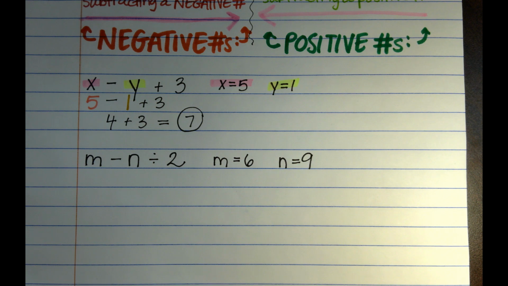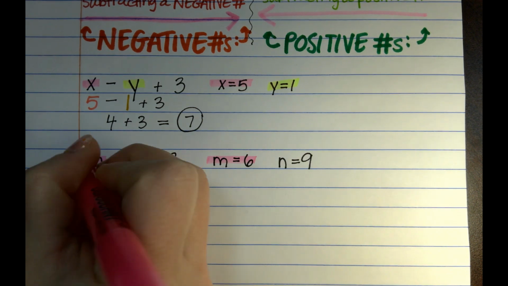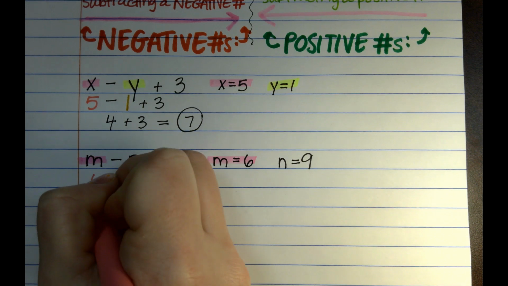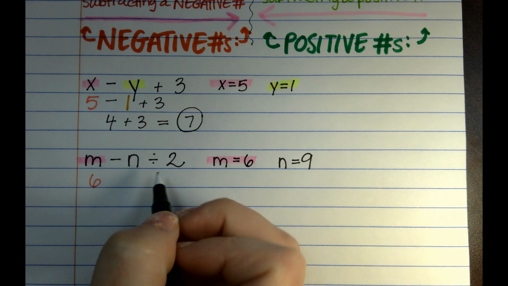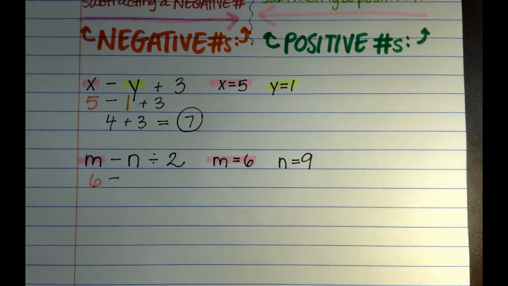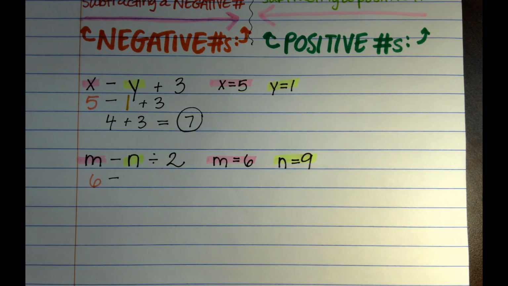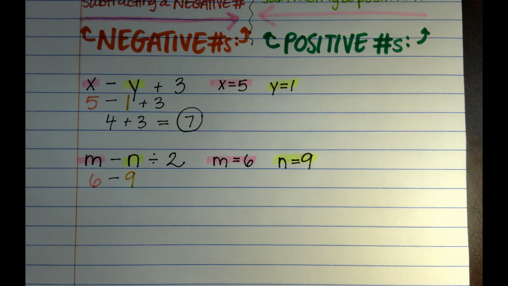So what's the first thing we should do? Plug in your numbers. Good. So I know m is 6. Here's my m. So let's start by writing 6 instead of m. And then we want to bring down this minus sign. And what's our value for n? 9. Good. So I have 6 minus 9 divided by 2.